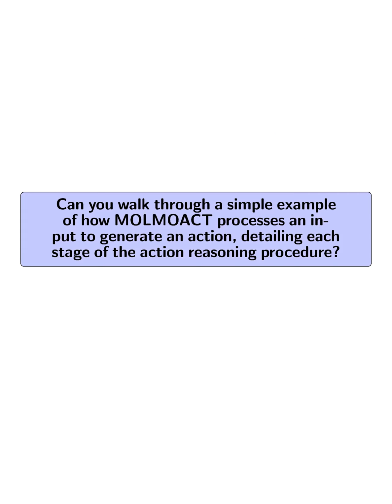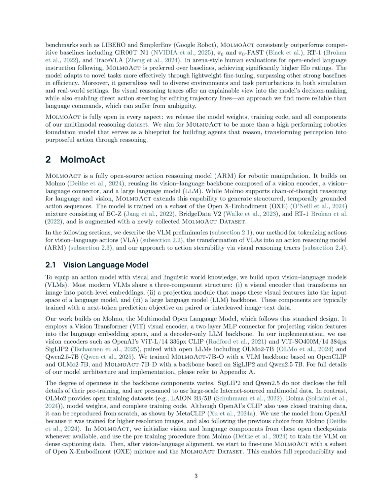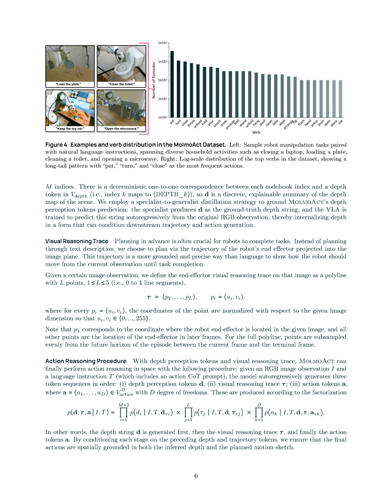Can you walk through a simple example of how MolmoAct processes an input to generate an action, detailing each stage of the action reasoning procedure? MolmoAct processes an input through a structured three-stage action reasoning procedure. First, given an RGB image observation and a language instruction, the model autoregressively generates depth perception tokens that summarize the depth information of the scene.